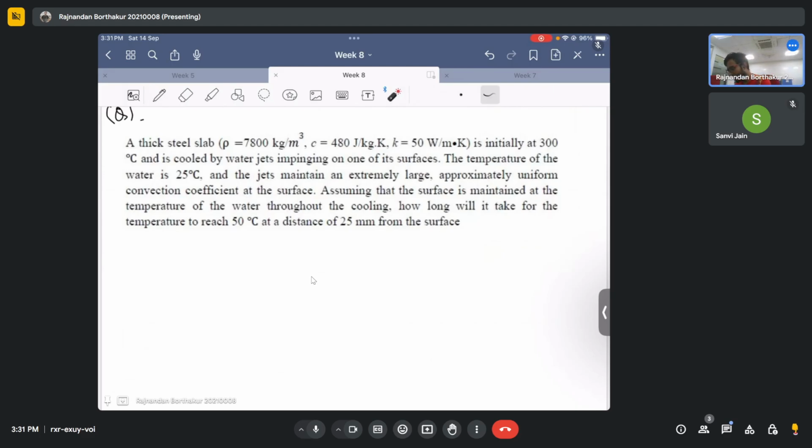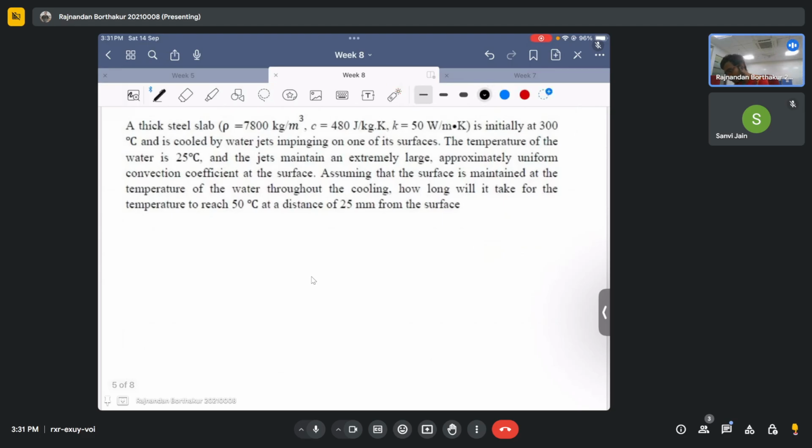It says that there is a thick slab. The term thick here denotes that the dimension inside the slab, the direction through which the heat transfer is taking place, is long enough such that you can use the similarity solution that we just saw. So it says that a thick slab of some properties is initially at 300 degrees Celsius, which means that my Ti is equal to 300 degrees Celsius, and it is cooled by water jets impinging on one of its surfaces.